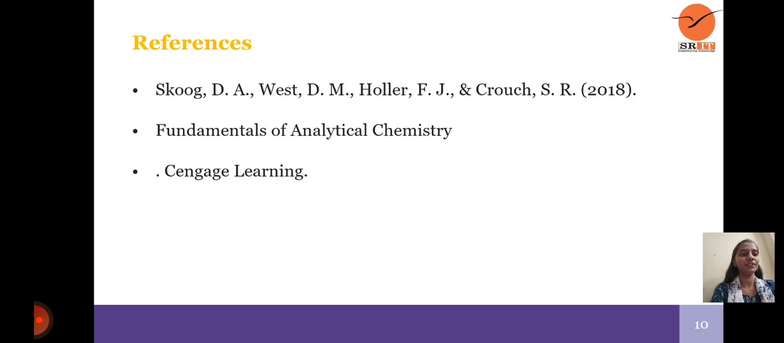And coming to the references: Skoog, D. A., West, D. M., Holler, F. J., and Crouch, S. R., Fundamentals of Analytical Chemistry, Cengage Learning.